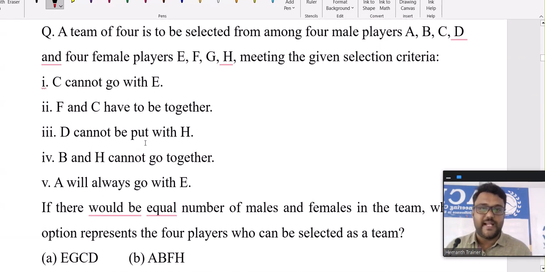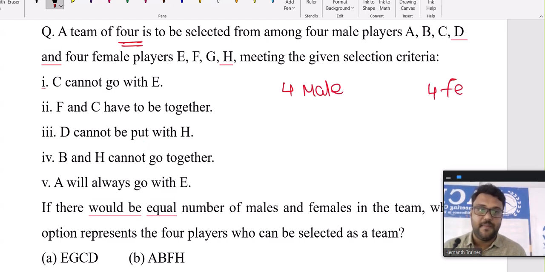This is regarding seating arrangements or puzzles. All together we are calling them seating arrangements, though here we are taking puzzles only. Here a team of how many people is to be selected? A team of 4 is to be selected from 4 male people and 4 female people. Males are A, B, C, D. Females are E, F, G, H.